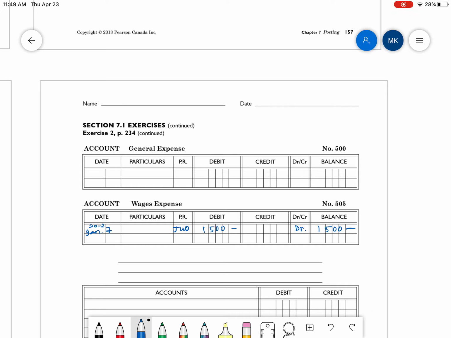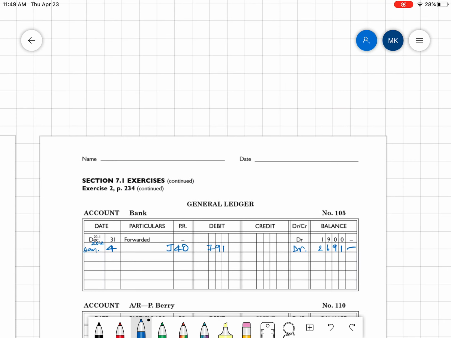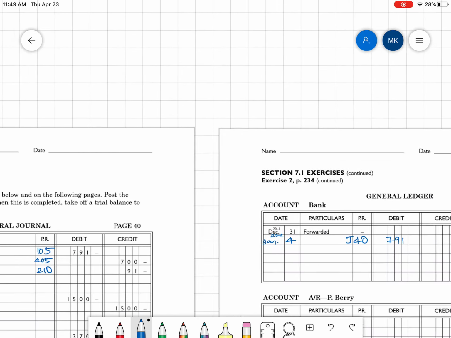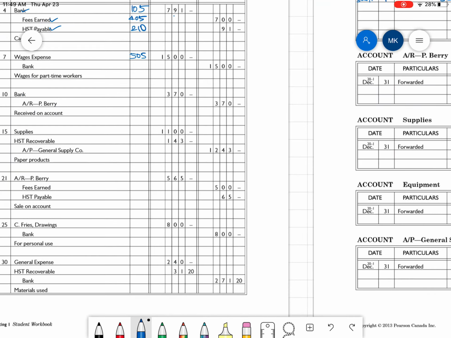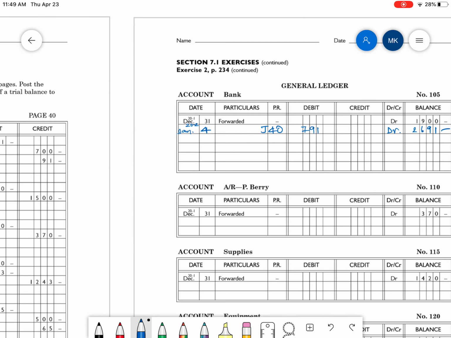So you go to the bank account and you write this 505, right? This 505 you need to write in the journal. You write 505. Now bank. Bank is credited. Okay. So January 7th, J40, bank is credited 1500.